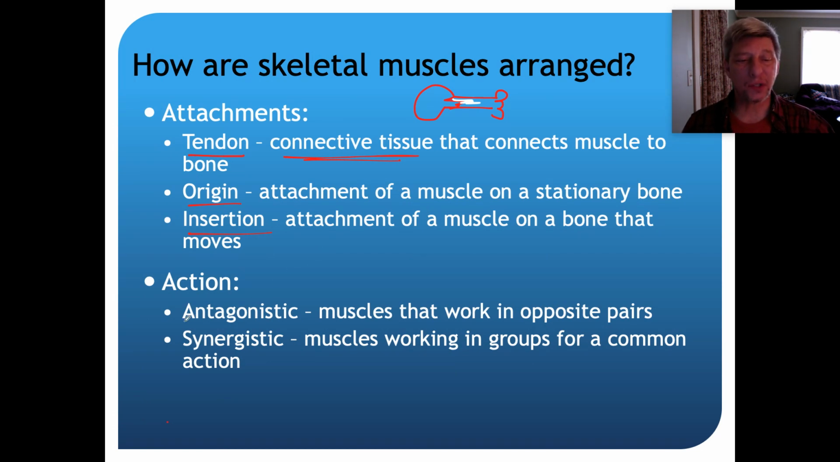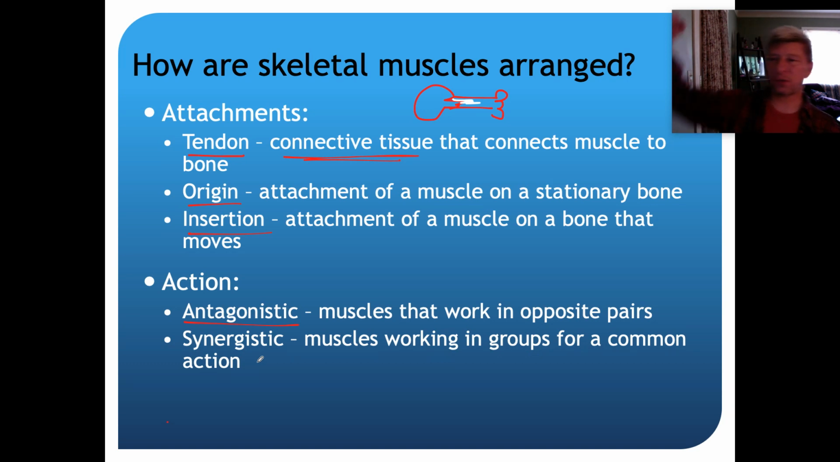Now, their actions can either be antagonistic, where you have a pair of muscles, so two muscles where one works one way and the other works the other way, or synergistic, where the muscles are working in groups for a common action. Antagonistic muscles might be your biceps and triceps, right? Your biceps flexes your arm, whereas your triceps extends your arm. Okay, so keep that in mind.